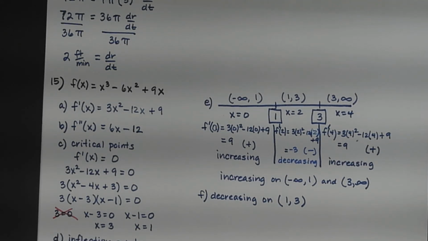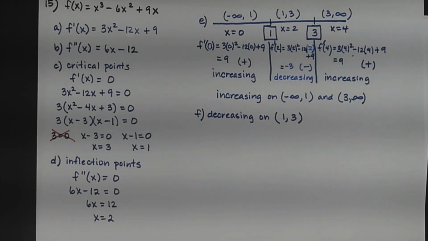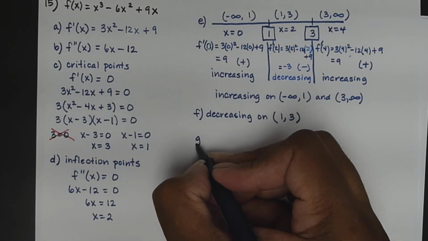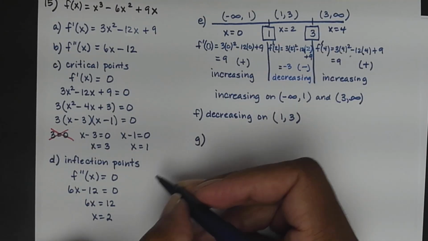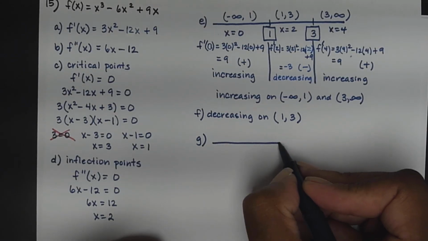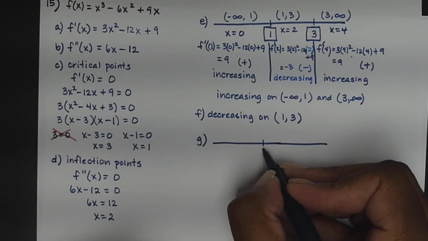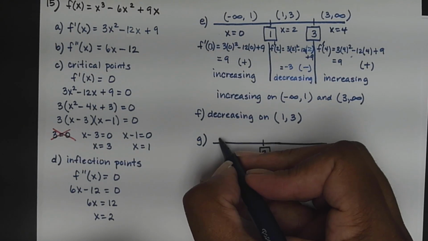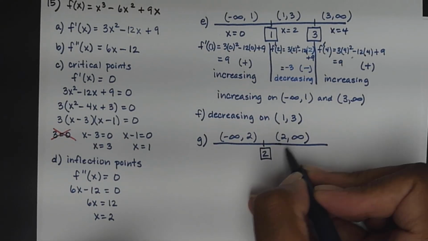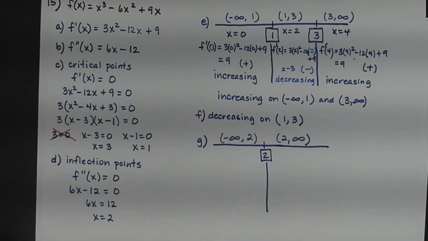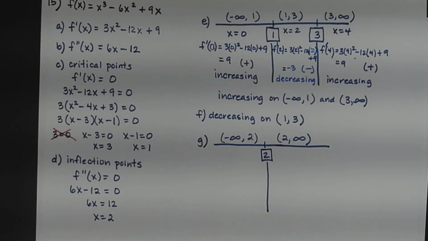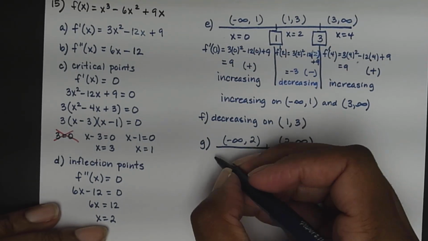Now, part G, we want to know the intervals in which the graph is concave up. So we're looking for concavity in this case. Our possible inflection point is at x equals 2. So I'm going to put 2 right here. And my intervals are from negative infinity to 2, and then from 2 to infinity. And I'm using the second derivative function, f double prime of x equals 6x minus 12, and substituting my test values here.